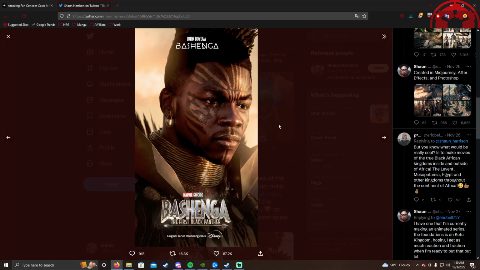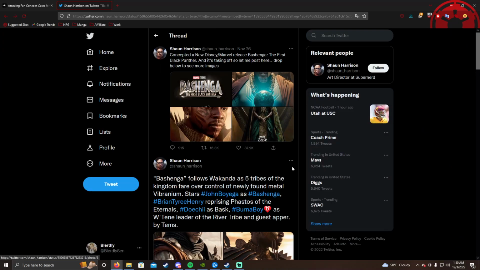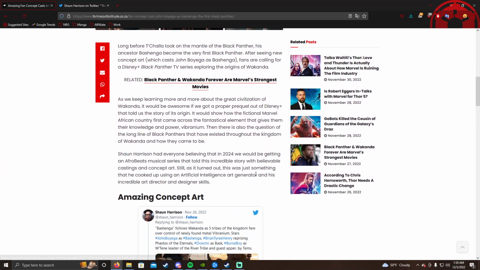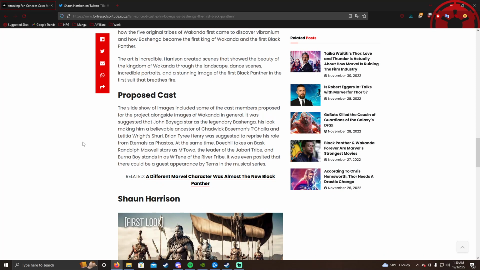But yeah, I dug this, but just to let people know, it is a fan cast. We're not actually getting a Bashenga series, no matter how much I would honestly love to get one. It would be really, really great. But sadly, I don't think Disney's going to be moving towards that, especially since we've gotten Shuri, and we've also gotten T'Challa II from the end of Wakanda Forever.